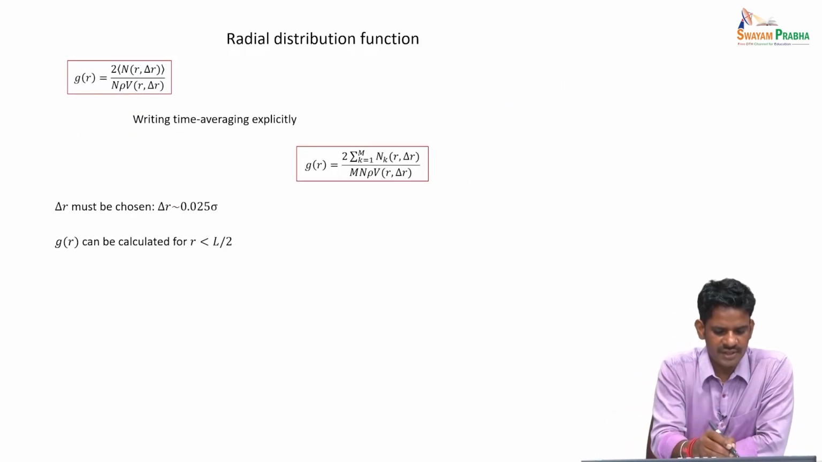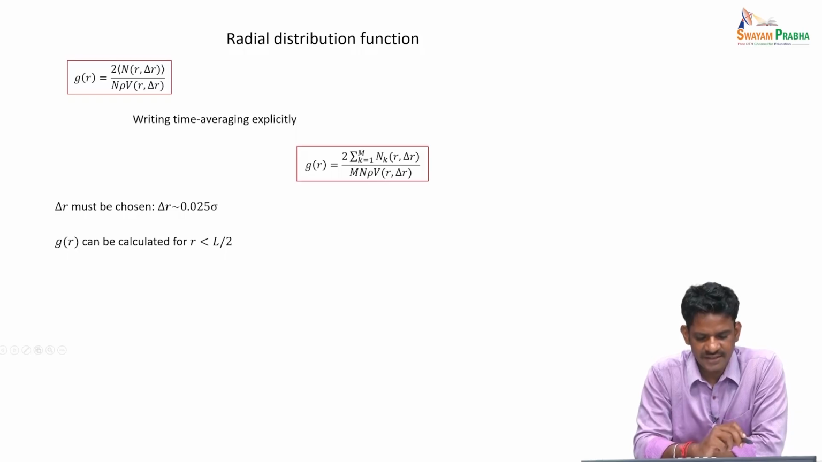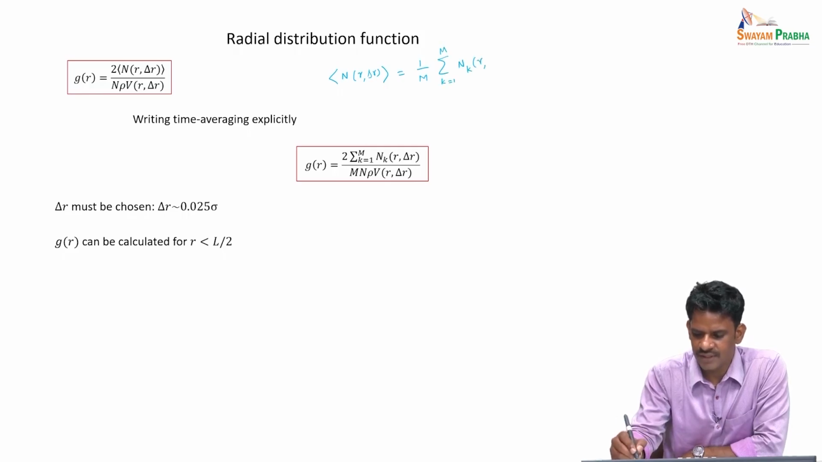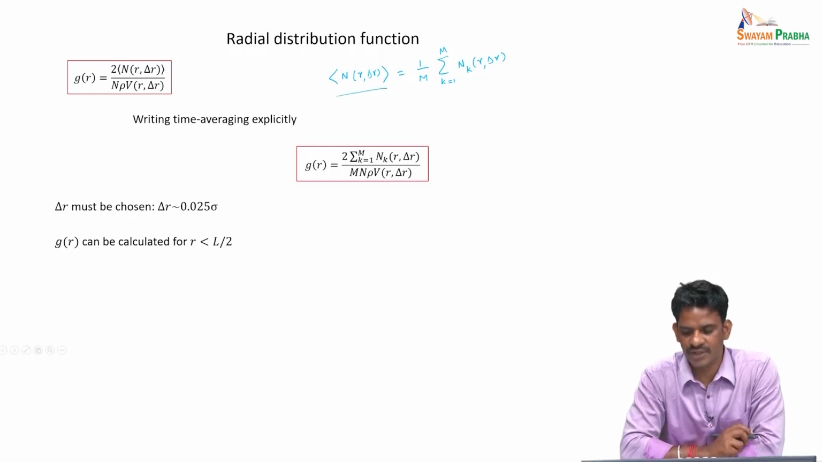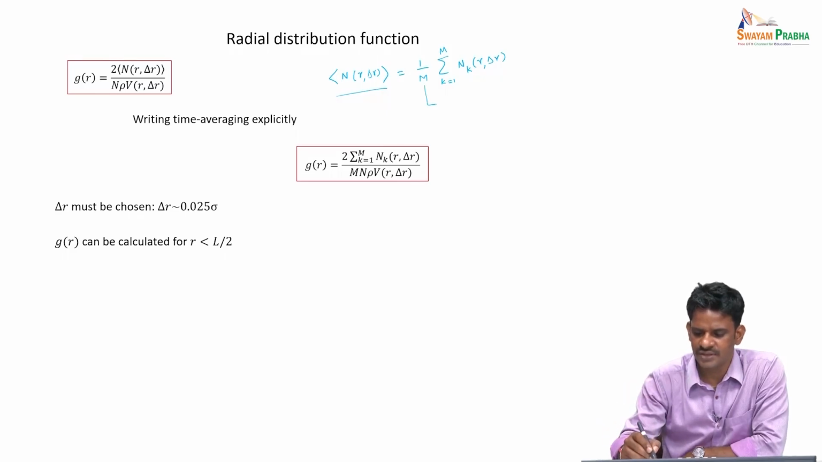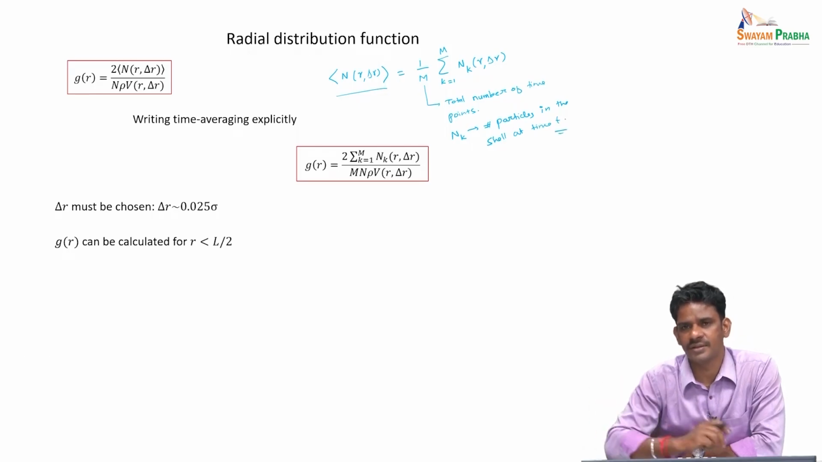If you look at this particular definition, the angular bracket here is basically a time average, and we can explicitly write the time average of n as 1 by m times a sum. Let's say there are m data points as a function of time, and this will give you the time average number of particles. Here k is the index for the time points. So what this basically means is you have stored the data at different time points and we are averaging over time, and this m here is the total number of time points, and n_k would be the number of particles in the shell at time t. So now we have m time points, and then we average.